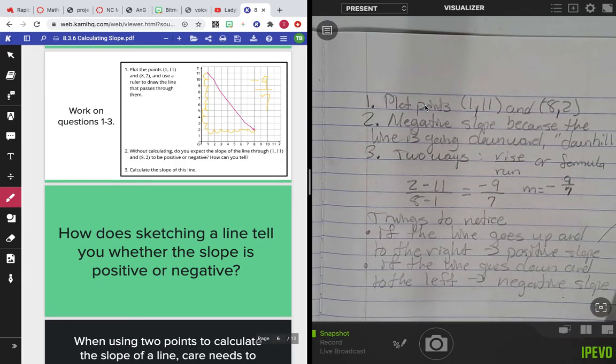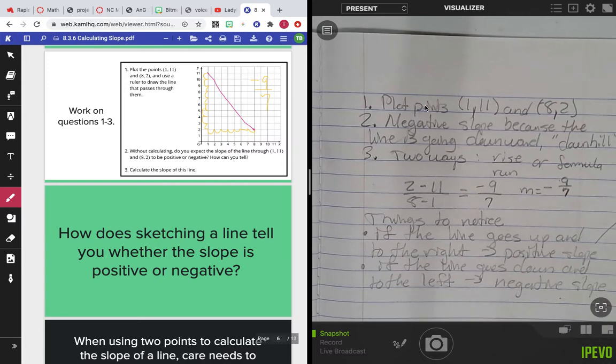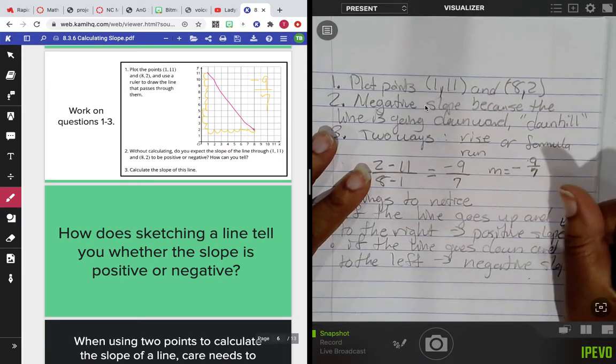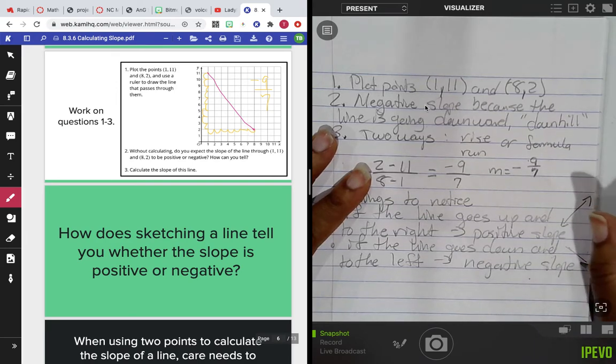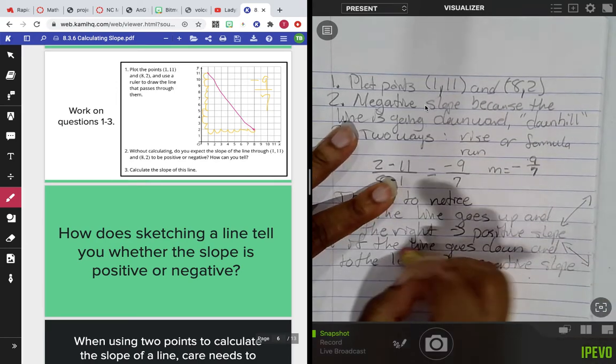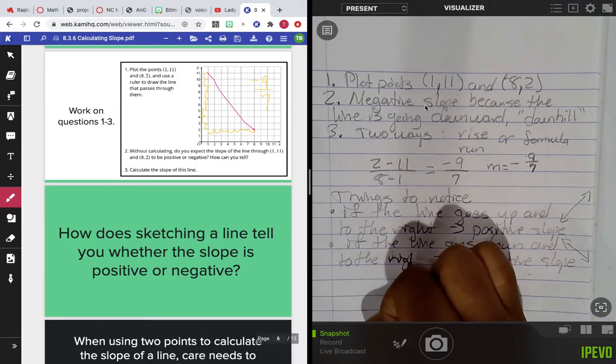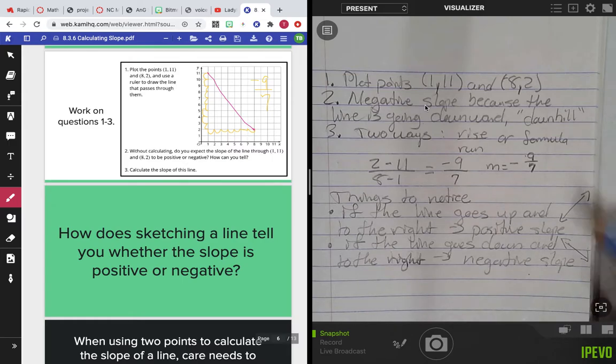Up and right. I'm sorry, you guys. Down and right, too. So up and to the right, down and to the right. Not down and to the left. So up and to the right is positive, and down and to the right would give me a negative slope.